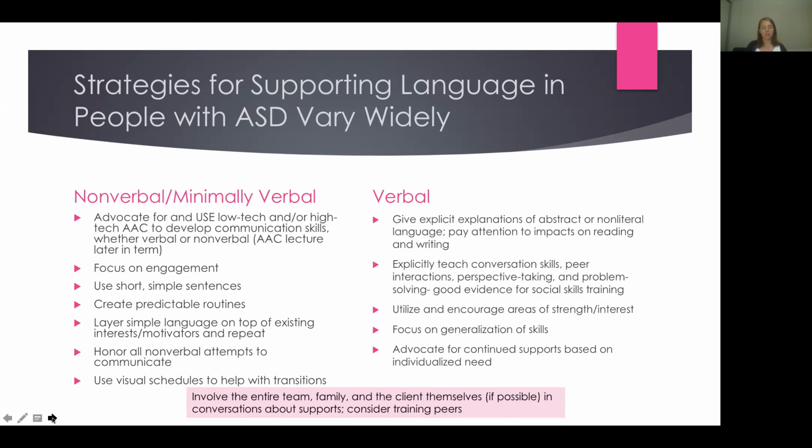We know that engagement is really important because that's something that is harder for them to develop. So that might be something we'd focus on. To support comprehension, we want to use those short, simple sentences again. Predictable routines are really important, and we can layer language into those routines. Really utilize those existing interests and motivators, and then repeat, repeat, repeat in order to build some new language. We want to make sure that we're honoring all nonverbal attempts to communicate. They can't communicate verbally, so we have to take the nonverbal, and that's really important to show them that that matters and they matter. And visual schedules can also be really helpful.